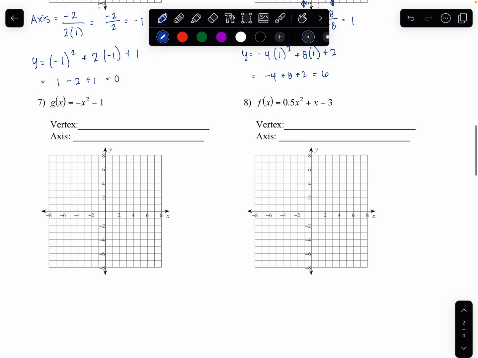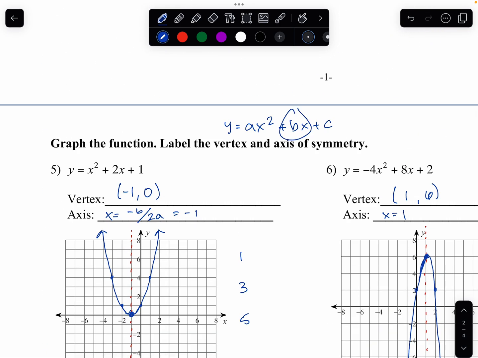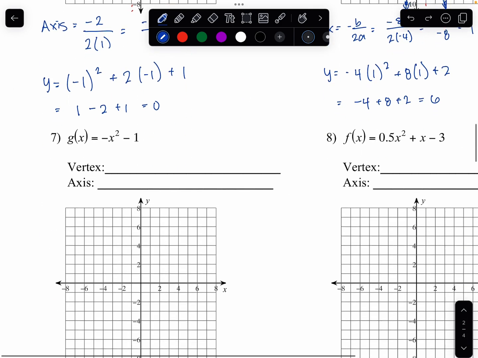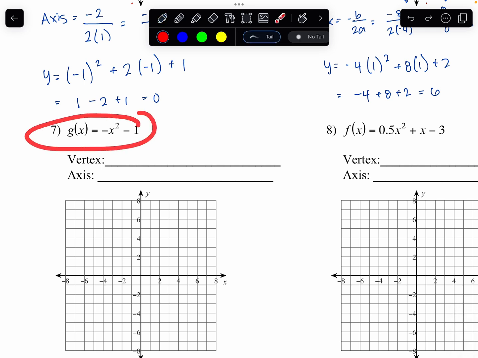Now let's look at 7. 7 is a little bit weird because we don't have a middle term, the term that includes the x, but it's still technically in standard form. However, this is actually a little bit easier to graph because I don't really have to do the equation. You can think about this right here.